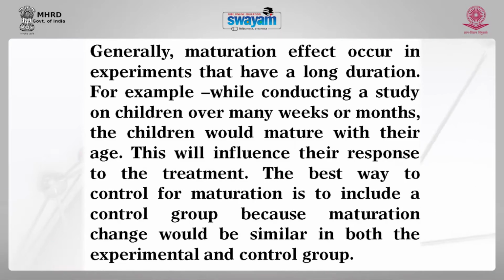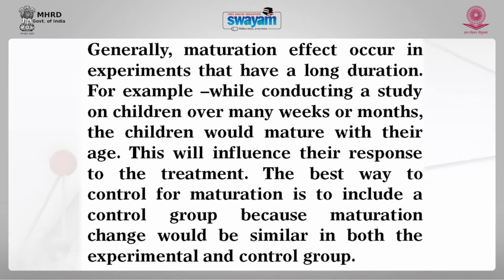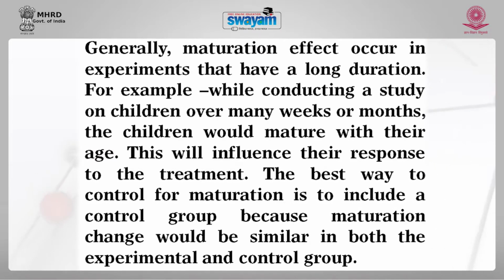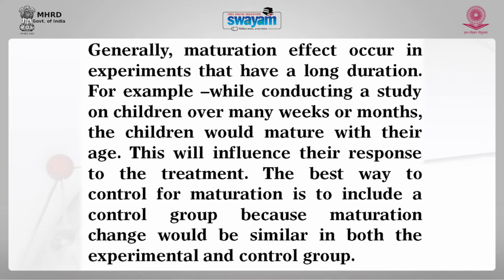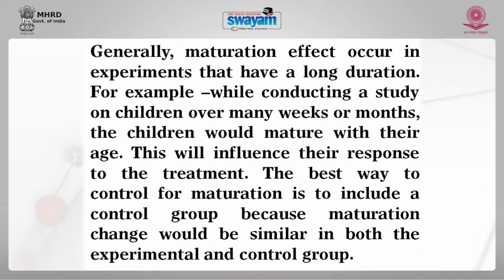For example, while conducting a study on children over many weeks or months, the children would mature with their age. This will influence their response to the treatment. The best way to control for maturation is to include a control group because maturation change would be similar in both the experimental and the control group.